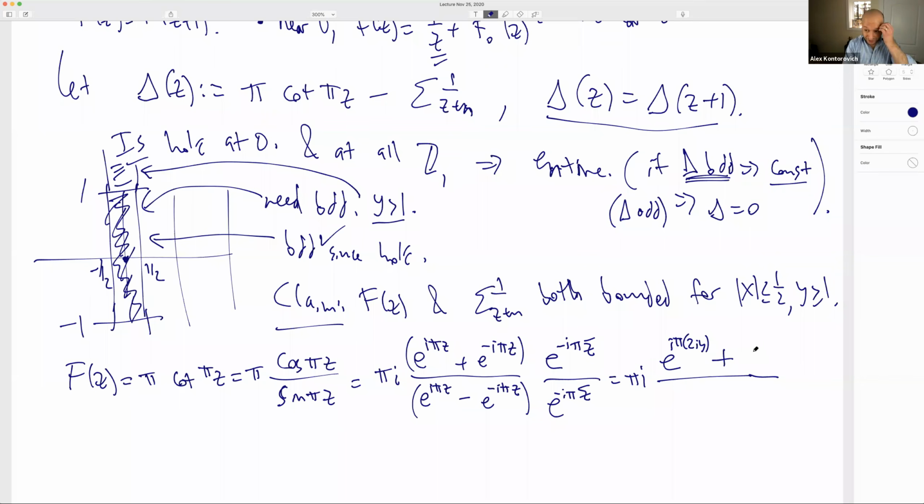And here I get e to the minus i pi times z plus z bar. Whoops, I dropped an i. z plus z bar is 2x. Everybody happy with the numerator? Okay, denominator is exactly the same except with a minus sign. So let's simplify it already. It's going to be this same thing, which is e to the minus 2 pi y, and then a minus sign, and then the same thing here, which is e to the minus 2 pi i x. Great.